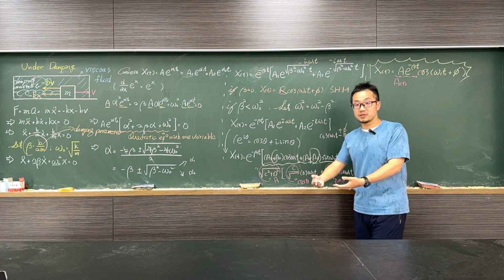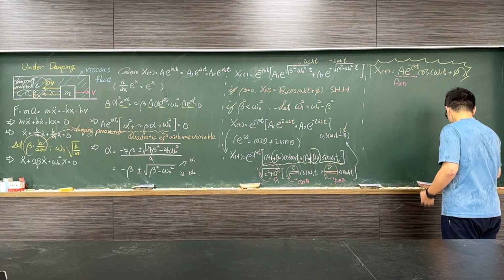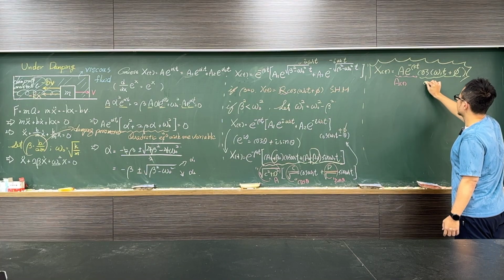But during all this process, you are still oscillating with the cosine function. So the cosine of omega 1 t plus phi, this is the oscillatory term.